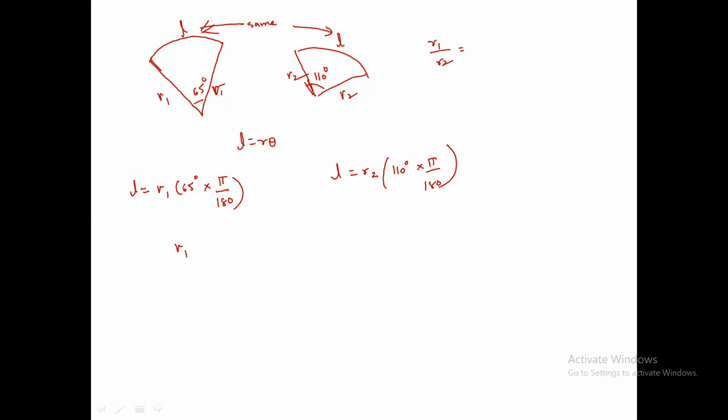So R1 into this, I will cancel. 5 ones are 5, 5 threes are 15, 5 sixes are 30. Here zeros and zeros will cancel. So I can say R1 into 13 pi by 36 equals R2 into 11 pi by 18. 18 ones, 18 twos, I can cancel. Then on both sides I can cancel the pi also. So R1 by R2 will be 11 by 30, or R1 is to R2 is 11 is to 30.